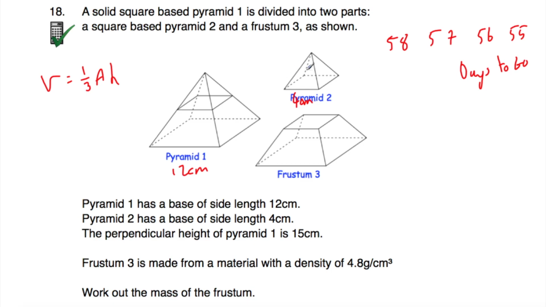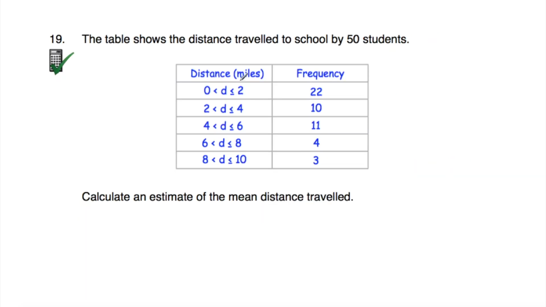We can then find its volume because we can then find the area of the base and the height of it and find its volume. And you can take the volume of this pyramid away from this one to find the volume of this one. And then in terms of finding the mass of the frustum, well, the mass is equal to density times volume. So once you know the volume, you can just times it by the density to get the mass of it. And then that'll be the mass of that frustum. And that's quite straightforward. Okay, question number 19.